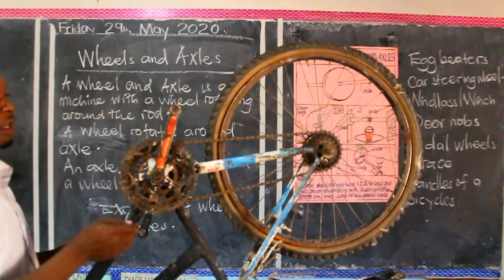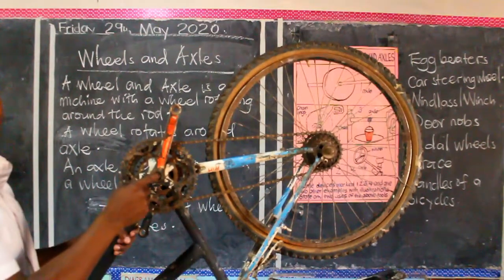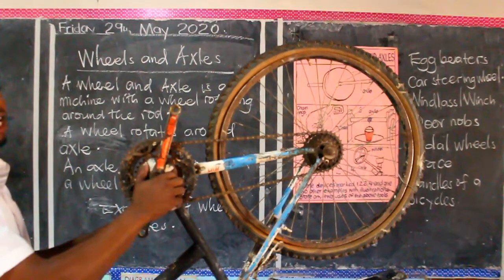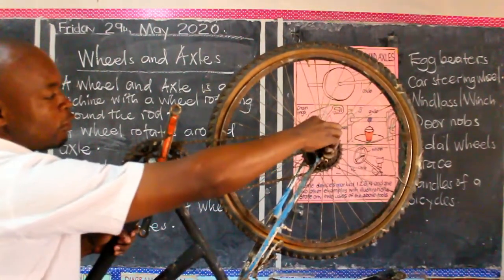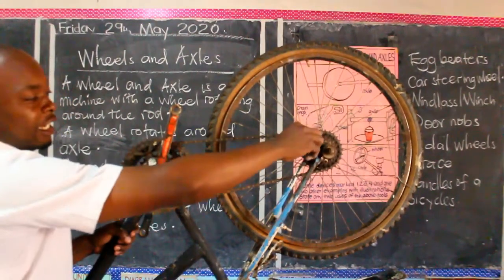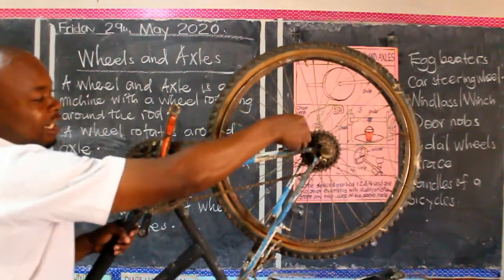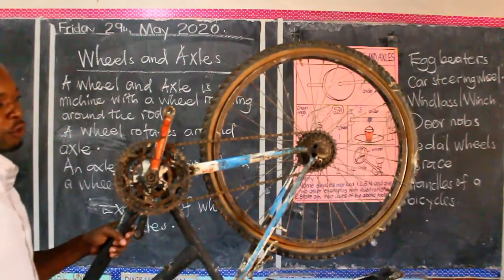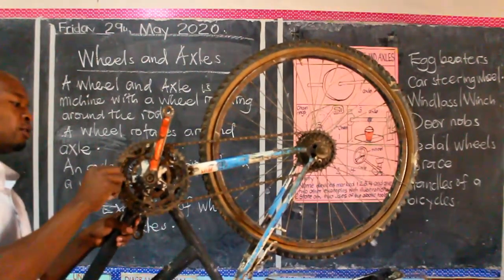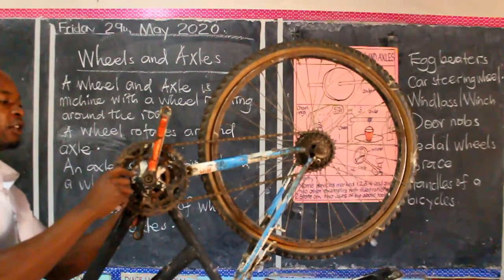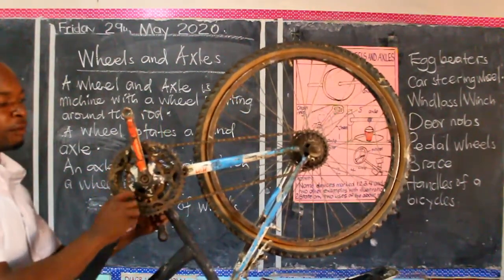This is a wheel. Now this one here is a rod on which the wheel has been attached. And you see this side also, the one we call sprocket. This one here, where the chain is attached. So these ones here form what we call wheel and axle. Our wheel is rotating on the axle inside.